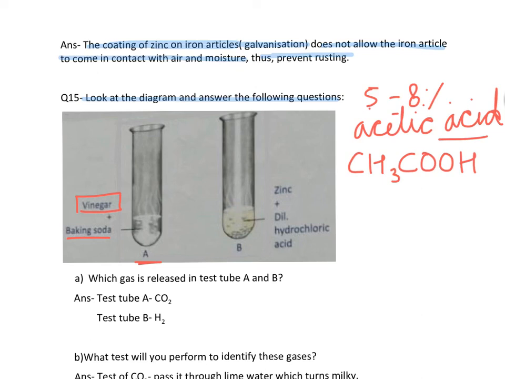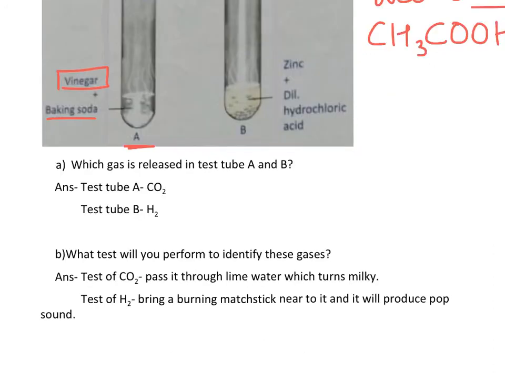Okay, so here we should not bother about all these things. The main focus for this standard is carbon dioxide. So let us look at the first question. A. Which gas is released in test tube A and B? So you all know in test tube A, the gas released is carbon dioxide, which you can see here. Let's see what happens in test tube B.